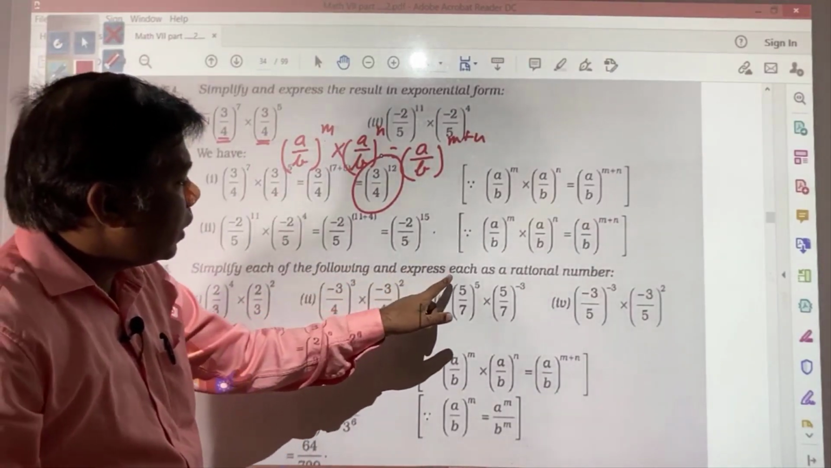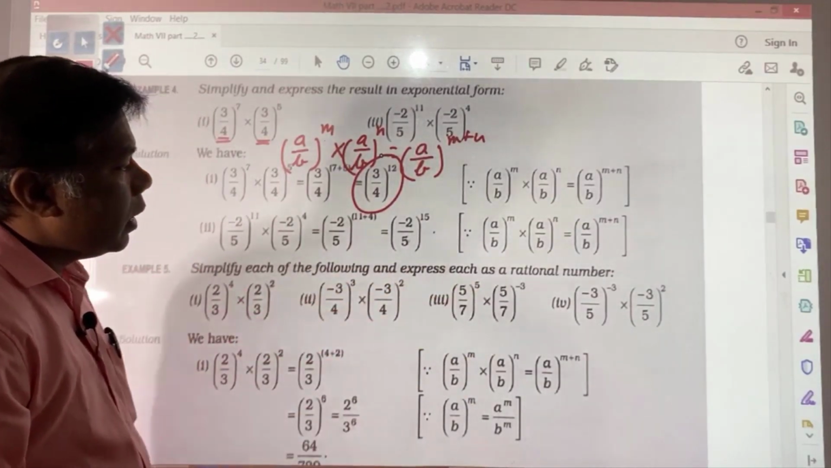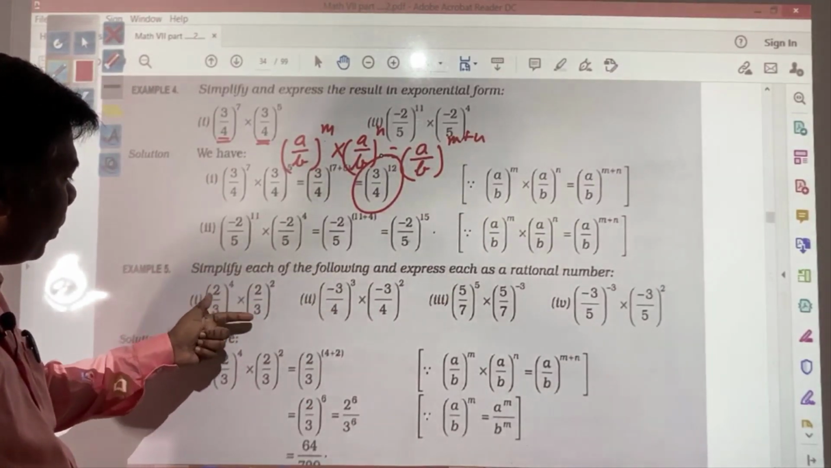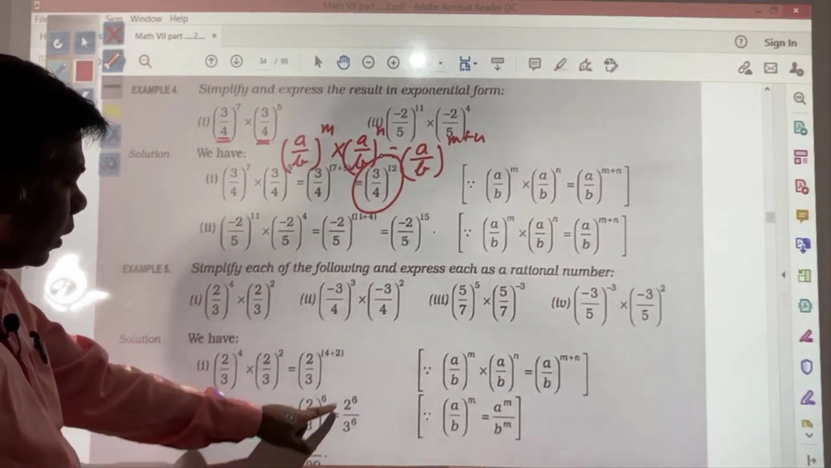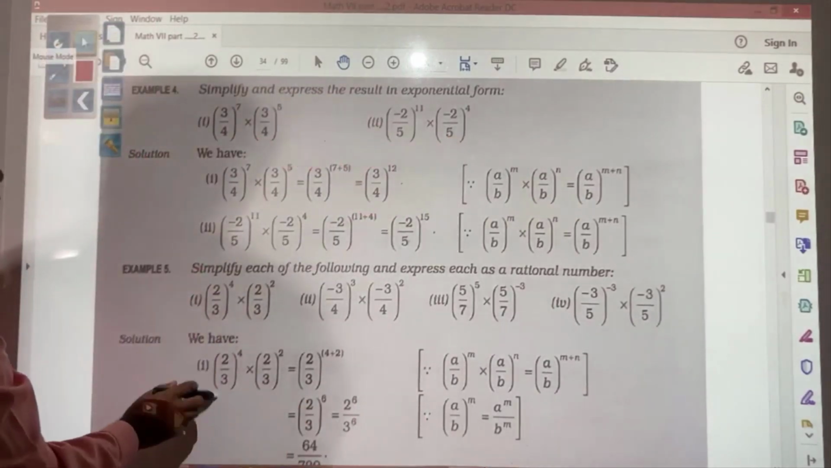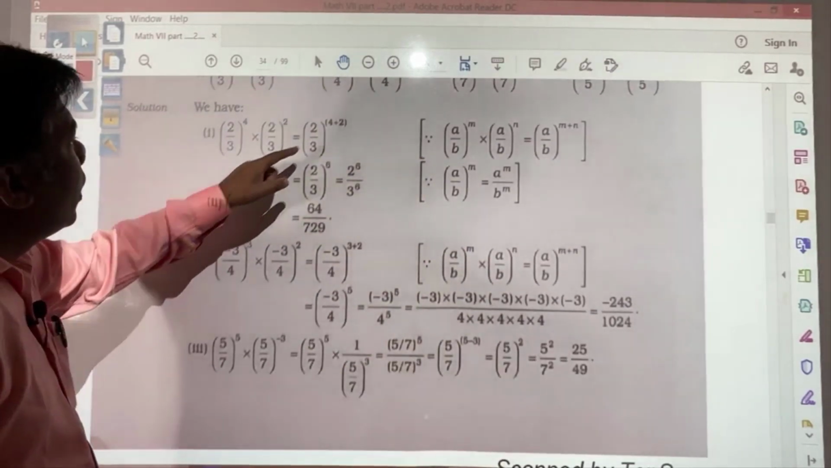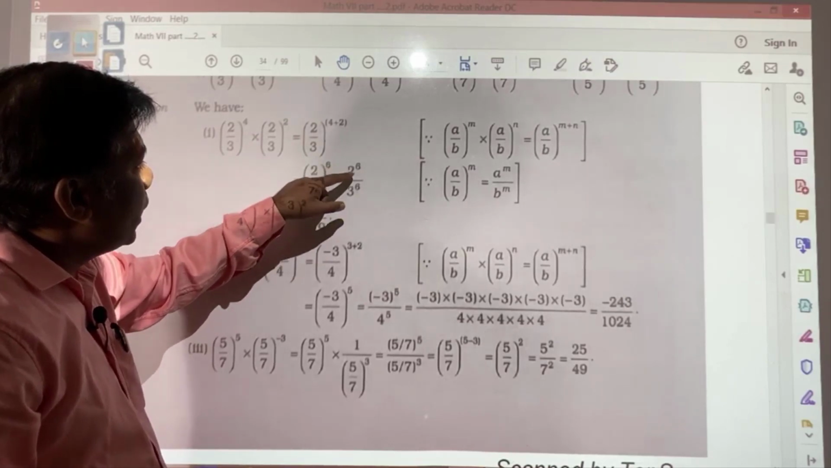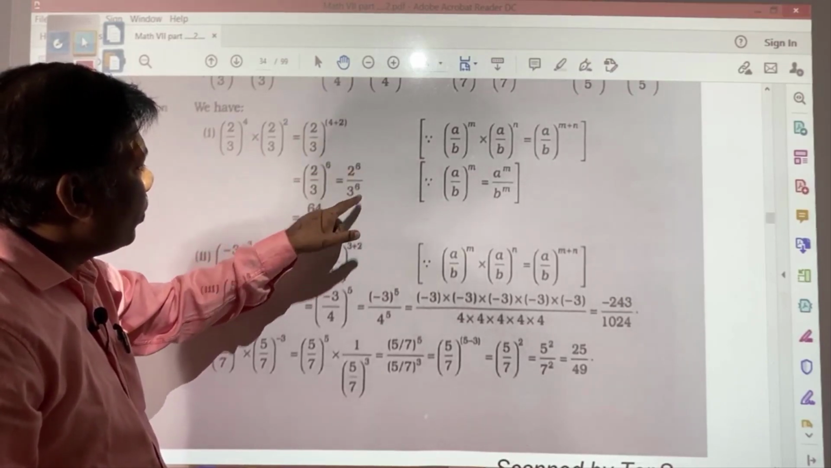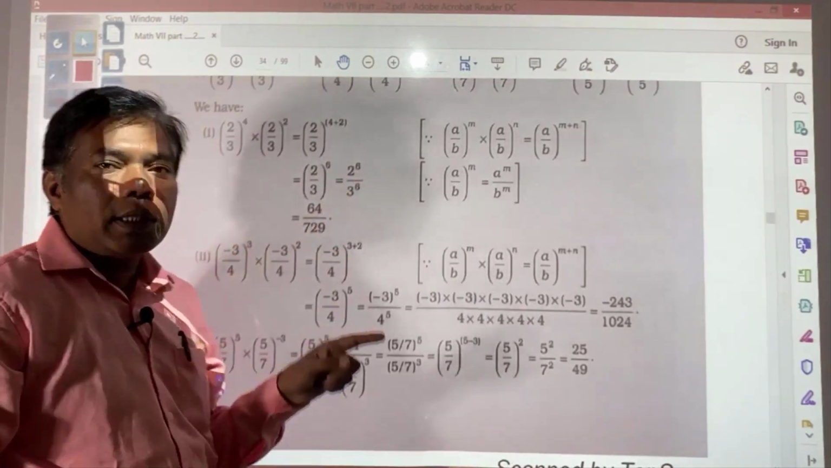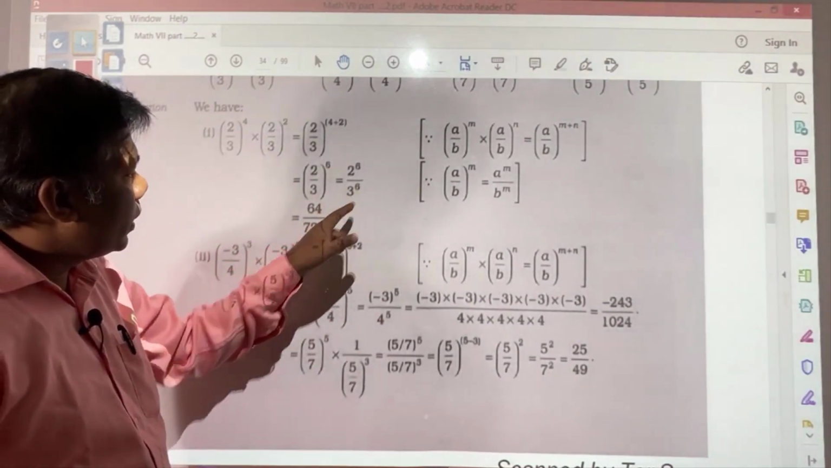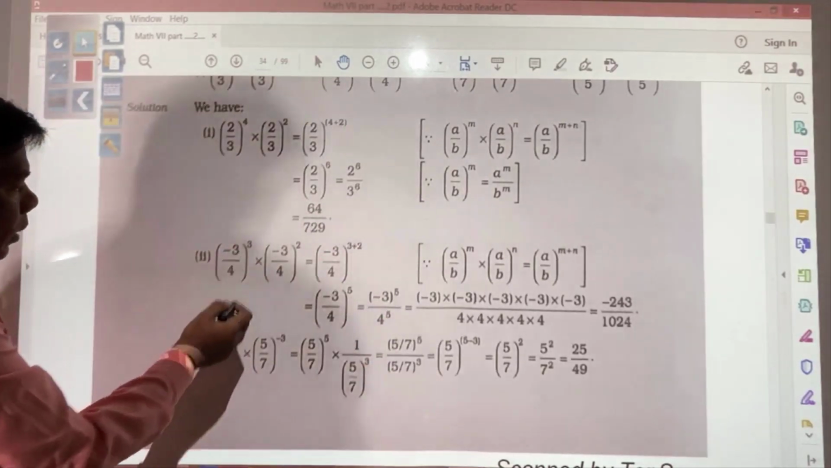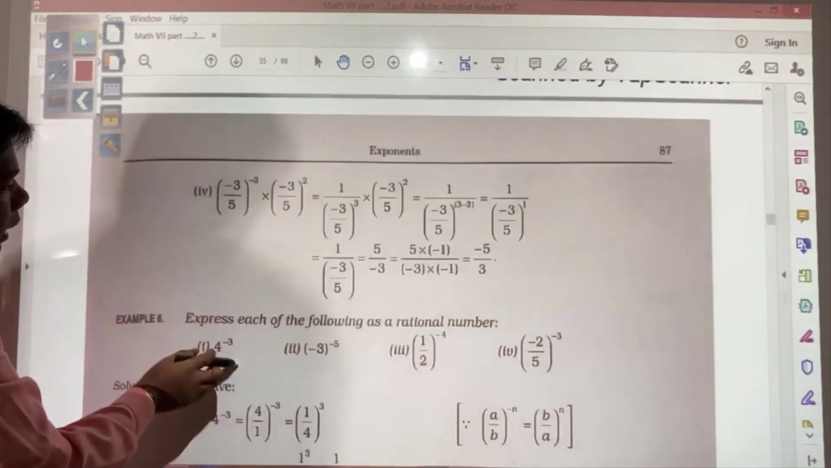Simplify each of the following and express each as a rational number. (2/3)^4 into (2/3)^2. A similar question is there. Here you see, the powers will be added. It became (2/3)^6, that is 2^6 divided by 3^6. 2^6 will be 64, and 3^6 will be 729, that you find out. So in the same way, similarly, this has been solved.